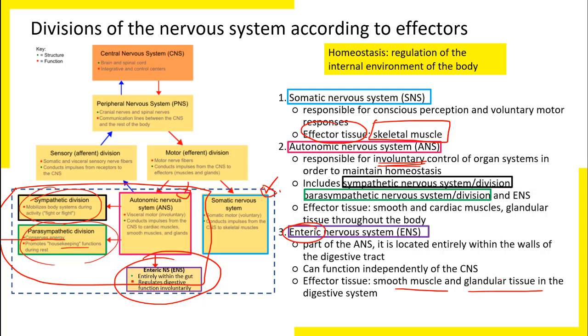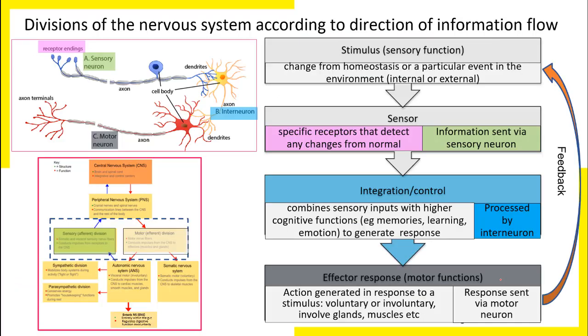A third way of dividing the nervous system is according to the direction of information flow. You've seen this before, and I'm going to repeat it again. If you divide it according to the direction of information flow, it is split into the sensory or afferent division that sends information up to the central nervous system, and the motor or efferent division that receives information from the central nervous system.